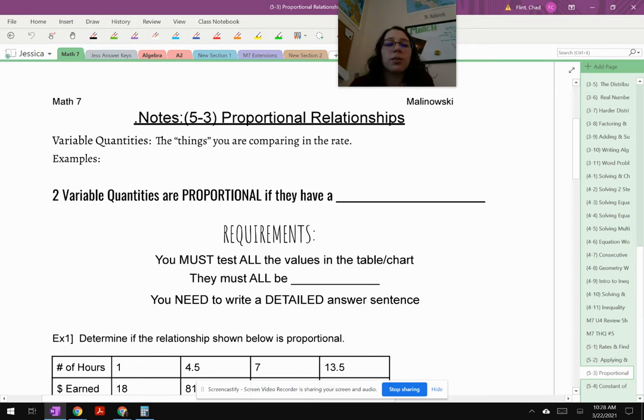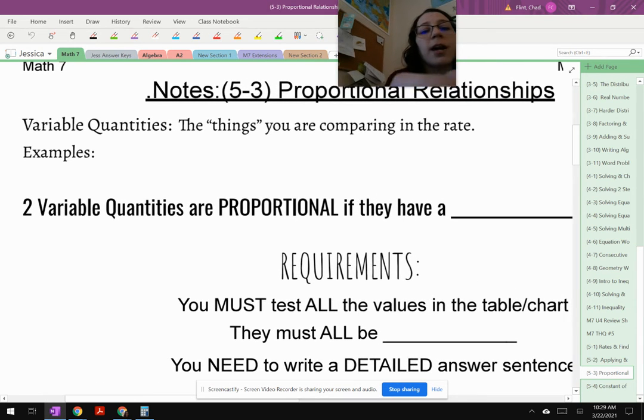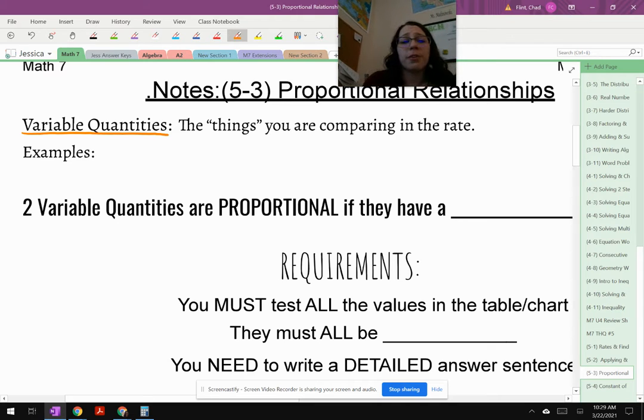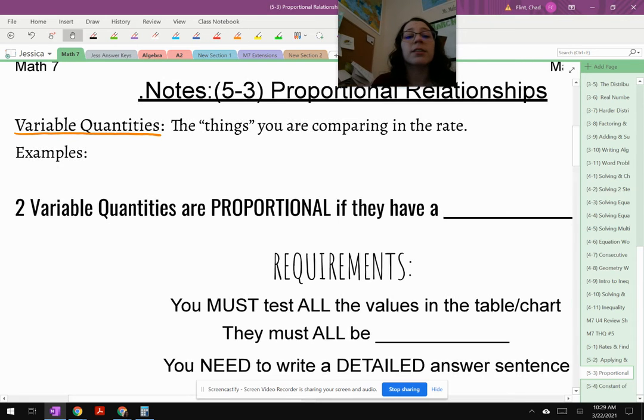All right, here we are looking at notes for 5-3, and this is the beginning of proportional relationships. So before moving forward, you're going to be hearing a lot about variable quantities, about two variable quantities. When you hear this word variable quantities, that's just simply the two things that you're comparing in a rate. Reminding yourselves that rates are simply just comparisons of things.